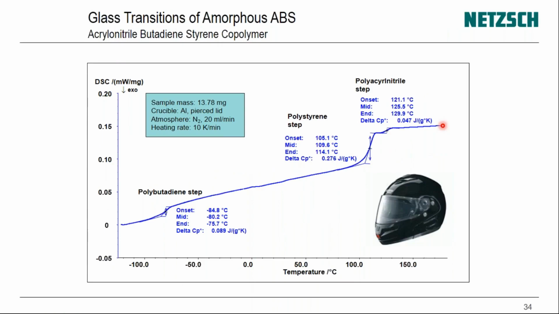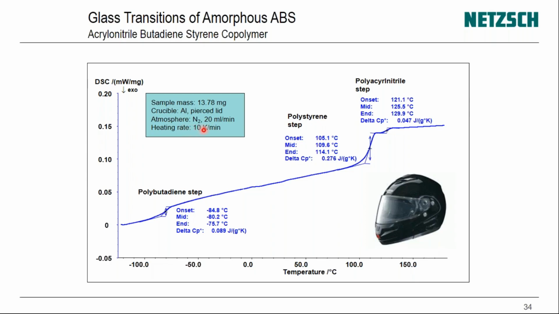The second example we are showing here is the glass transition of an amorphous ABS sample, an acrylonitrile butadiene styrene copolymer. In this, we are basically interested in studying only the glass transition, being an amorphous sample. We have taken a sample of almost 13 milligram. Again, the crucible is aluminium with an aluminium pierced lid. The atmosphere is nitrogen, and the heating rate is again 10 degrees per minute.